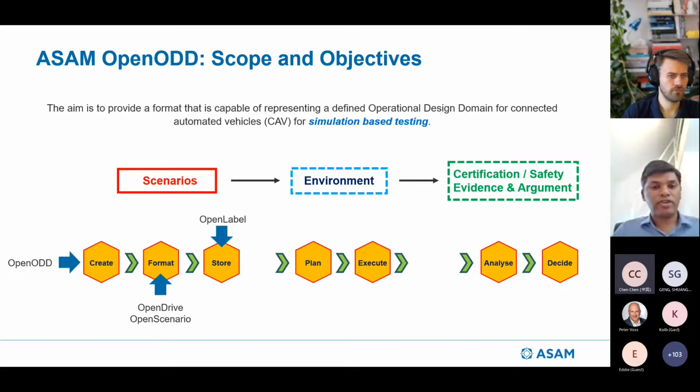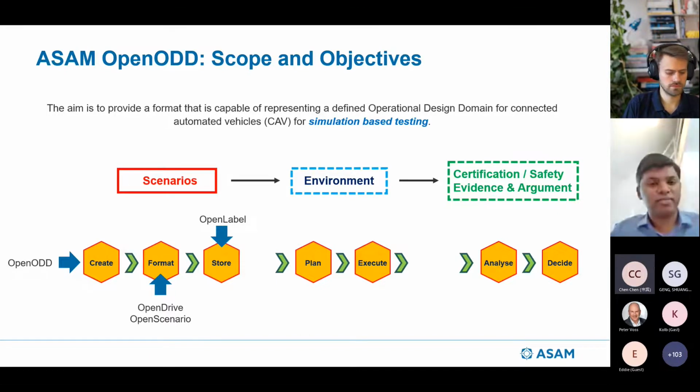Okay, yep. I won't go through the figure itself again. You already know the background, but where does OpenODD fit in that pipeline? As I said earlier, the test environment could be either simulation, test track, or real world. So the aim of ASAM OpenODD at a minimum is to create a format capable of representing the defined operational design domain for automated driving systems for a simulation-based testing approach. That's the bare minimum. If we can do it for test track and real world testing also, that's an added benefit for us.